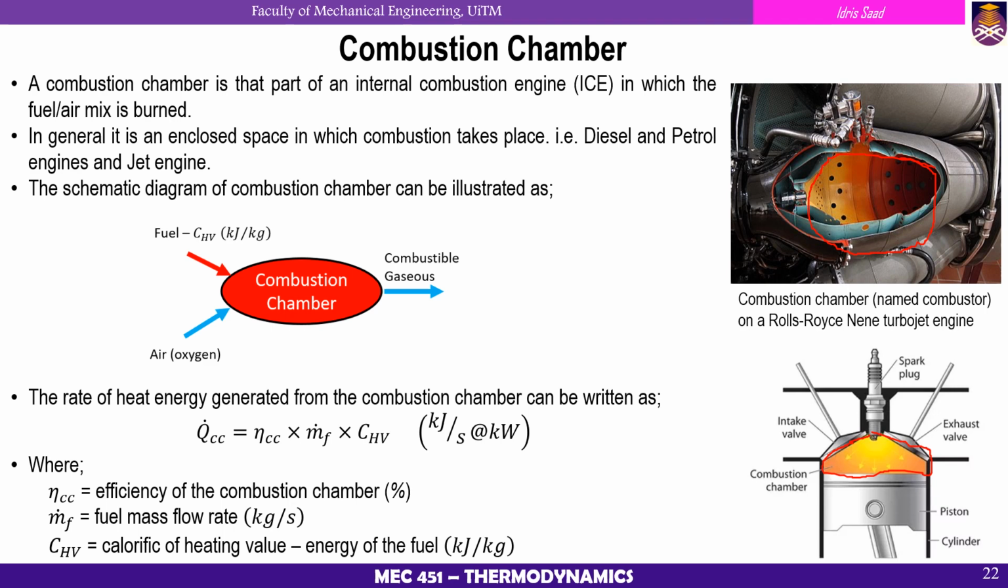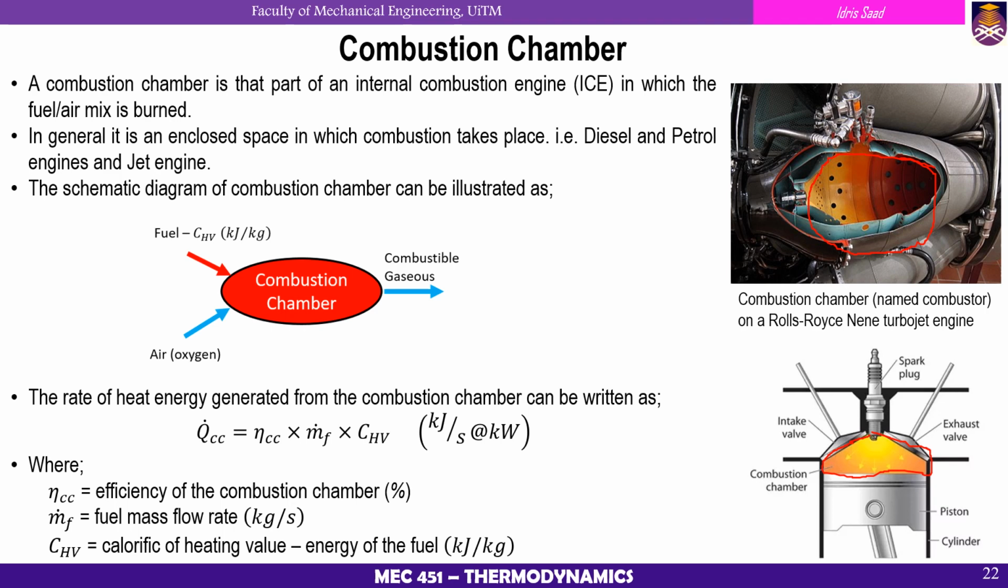In order for the combustion to take place, fuel is required. Basically, any fuel consists of its own energy, called the calorific value, denoted as CHV, in the unit of kilojoule per kilogram. The higher the energy content in the fuel, the higher the heat that will be released during the combustion process. Also, the combustion process requires oxygen.